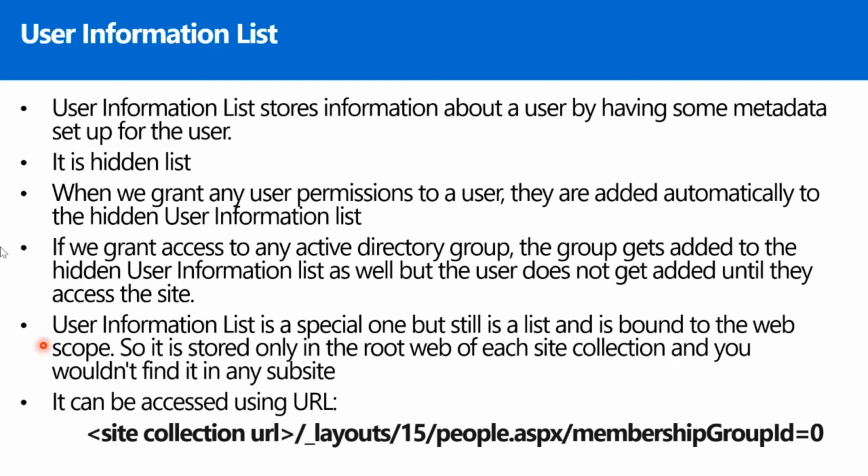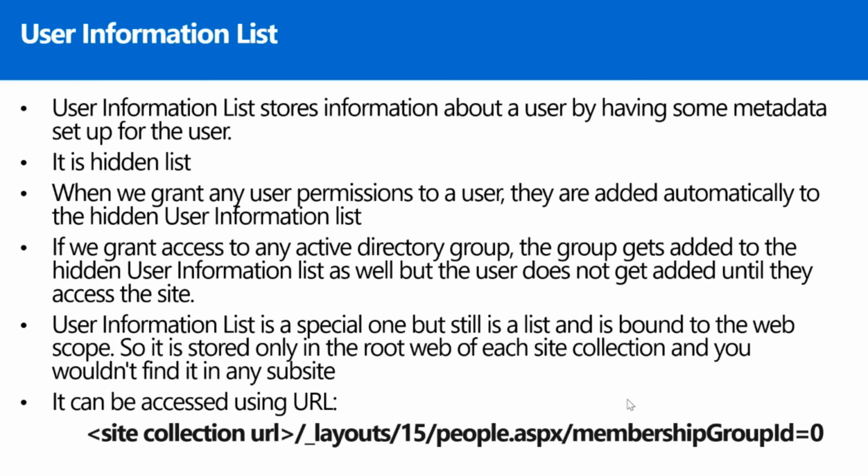So like I said, it's a hidden list. The only way to access it is to give the site collection URL. And then after the URL, let's say my site collection is domain.sharepoint.com/sites/test, then I would do /test/_layouts/15/people.aspx?MembershipGroupId=0, and this should show me the user information list.